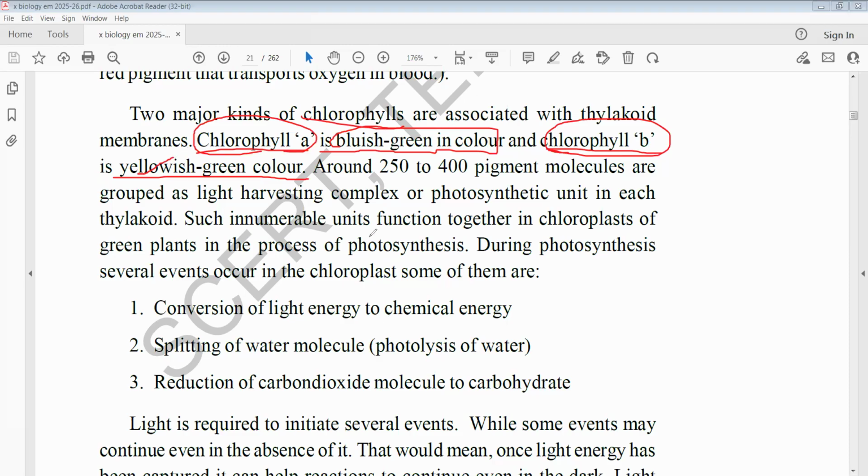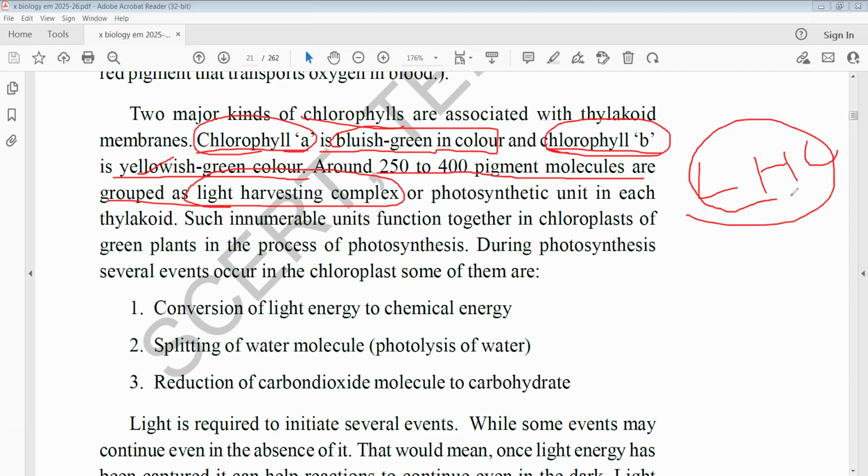Green is common. There will be 250 to 400 pigment molecules grouped as a light harvesting complex. This is important: LHC. Just now I already said LHC means light harvesting complex. Light harvesting complex means these pigment molecules, chlorophyll A and B.